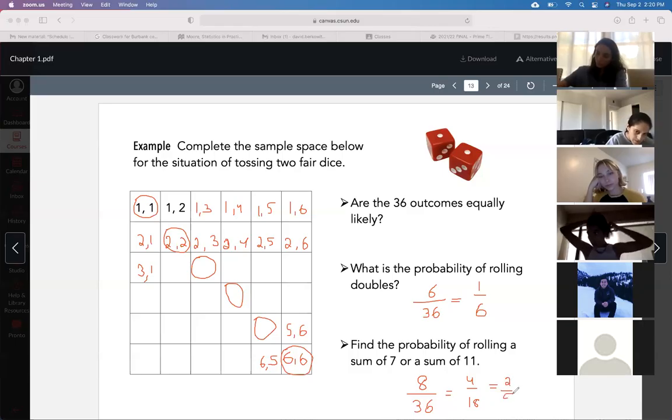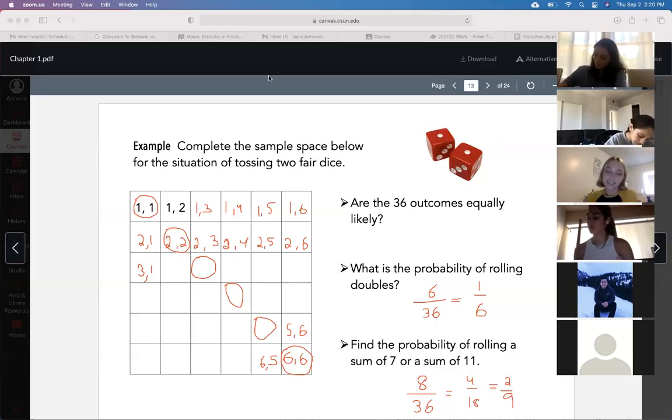So anyone for bonus points know what game a 7 and 11 plays a central role in? Nobody went to Vegas? Come on, you guys should know this. You guys are all adults.